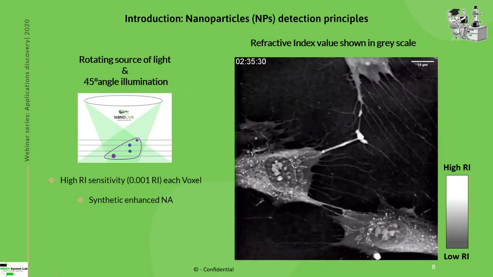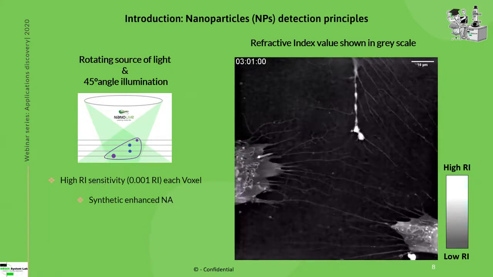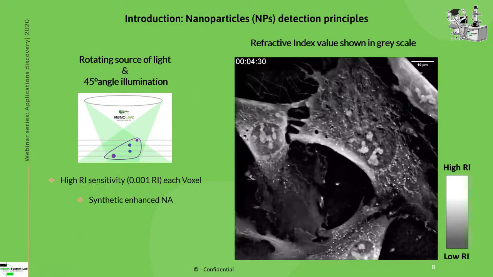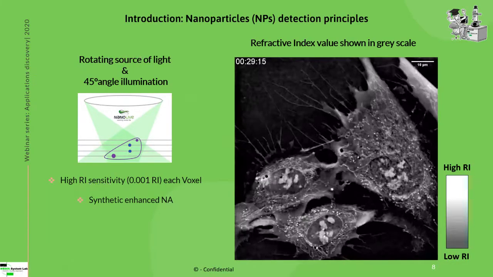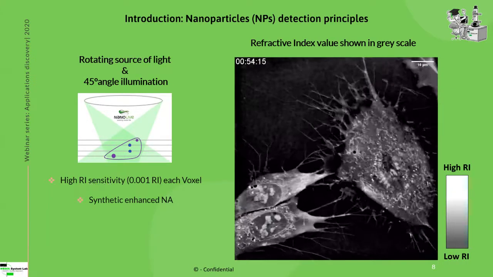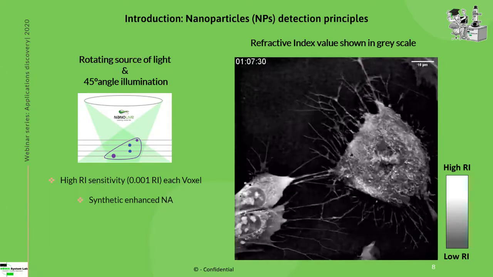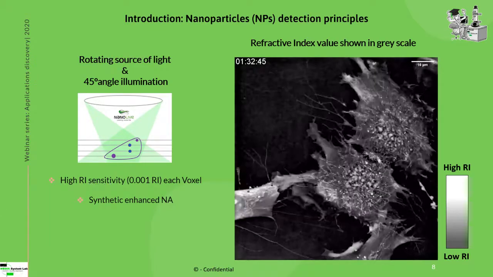And the good part is, as soon as you use nanoparticles made of material that is not in the same refractive index range as biological material, you will get an extremely high signal that identifies the optical density of the nanoparticles inside the cell or outside the cells.